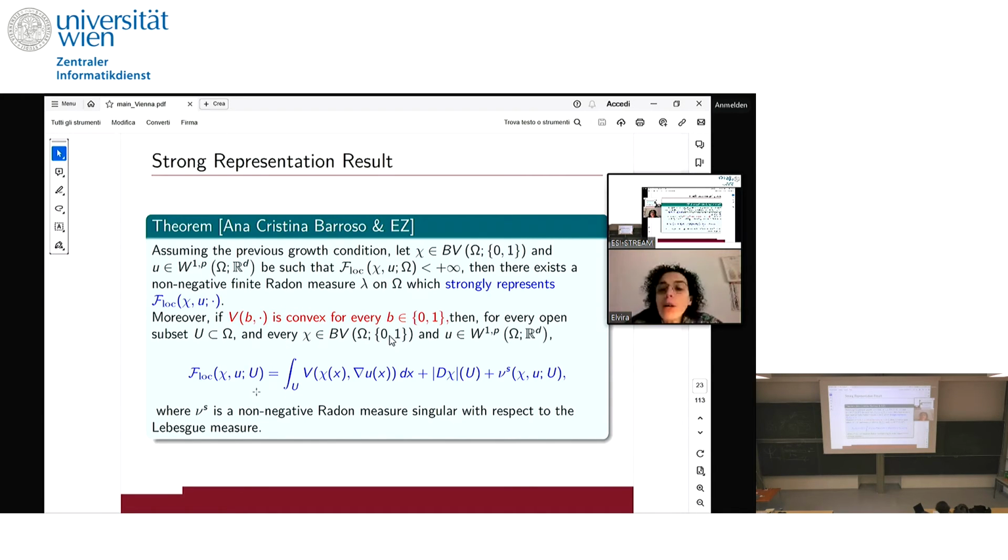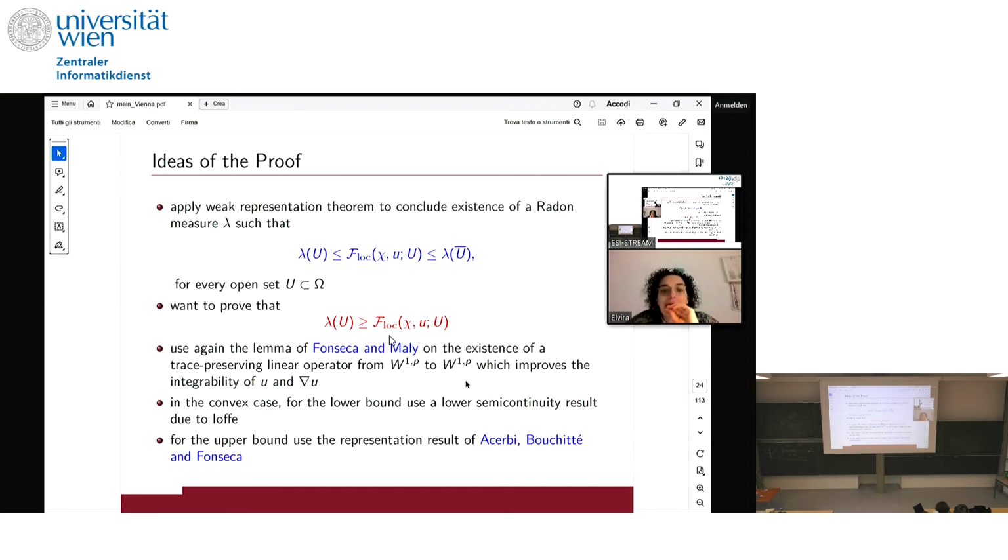But our representation is not so nice. Why is it not so nice? Because of the appearance of this singular measure μ_s, where the S stands for the fact that μ can be singular with respect to the bulk energy here expressed by the first integral. In principle, we cannot exclude that this measure concentrates on the singular set of chi. So we were trying to understand if it's possible to detect at least a certain class of chi where this measure does not appear. And the fact is that this was indeed possible.